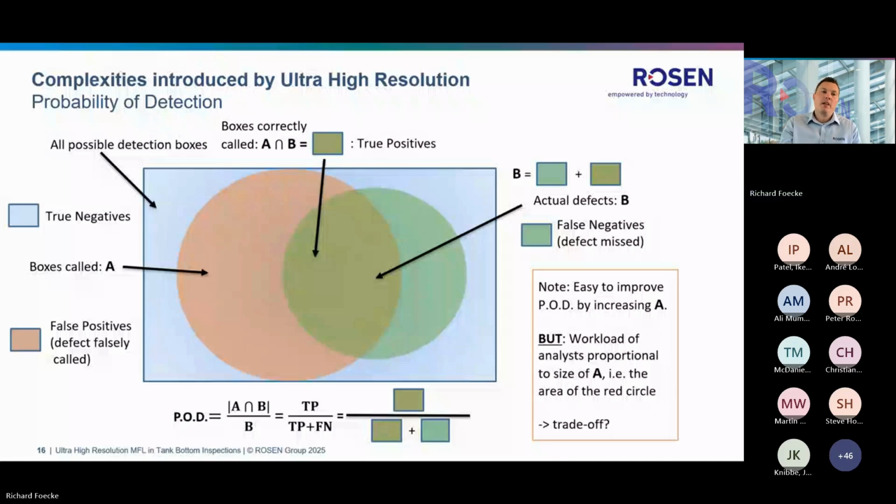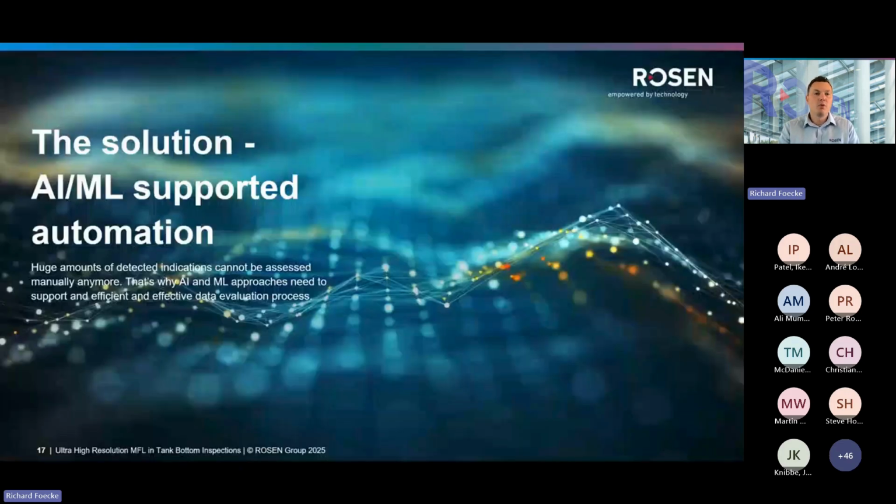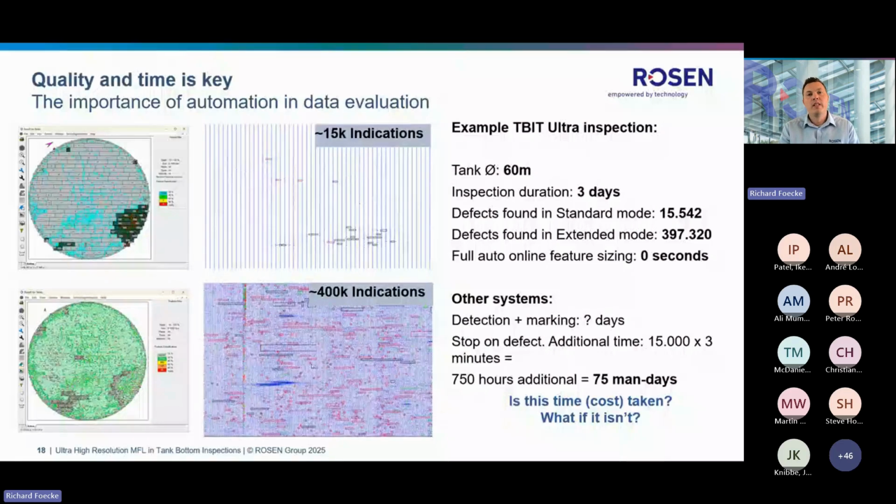So this leads actually to our solution. As you can imagine, a high amount of indications cannot all be evaluated manually. And that's where the automation based on AI and machine learning comes into play. And here I would like to pull up again the example that I had before.